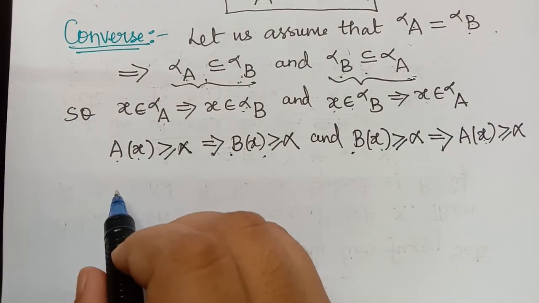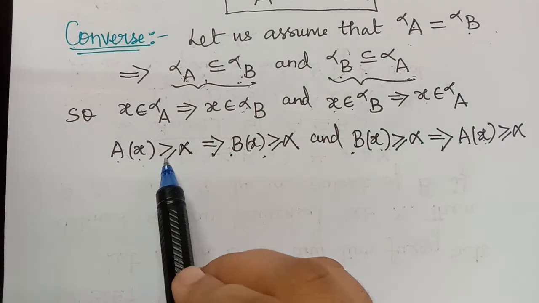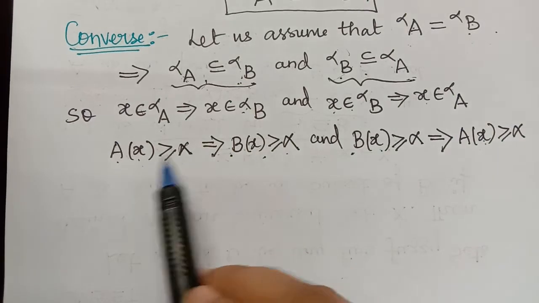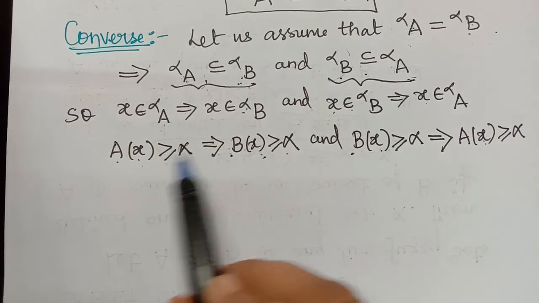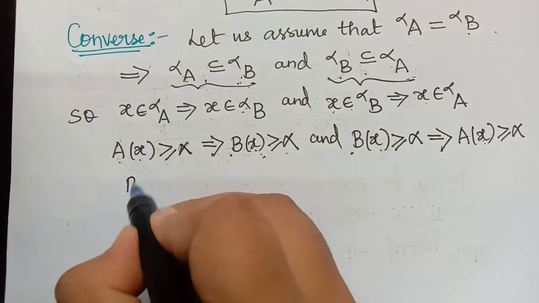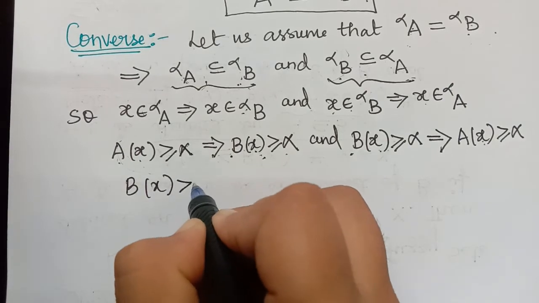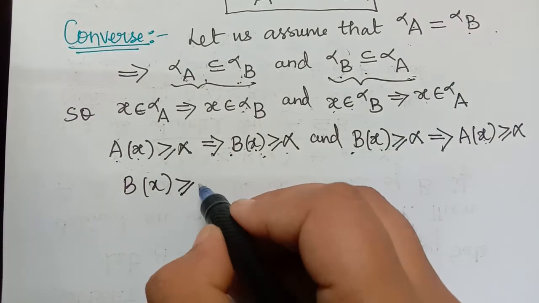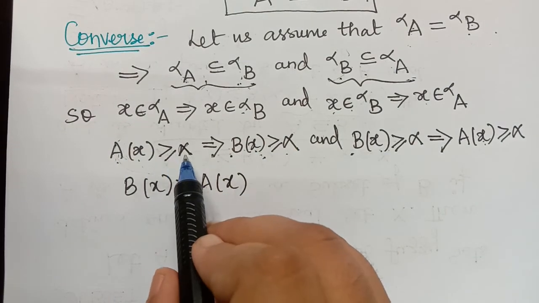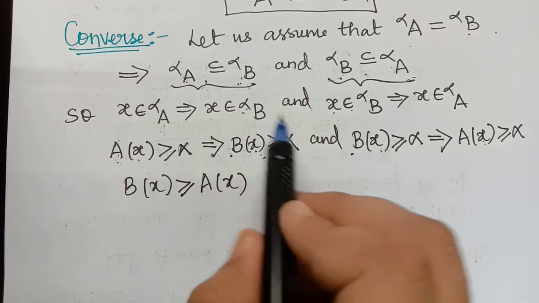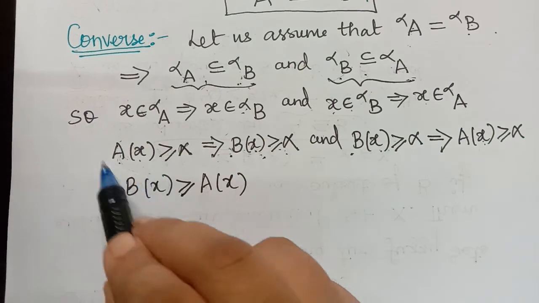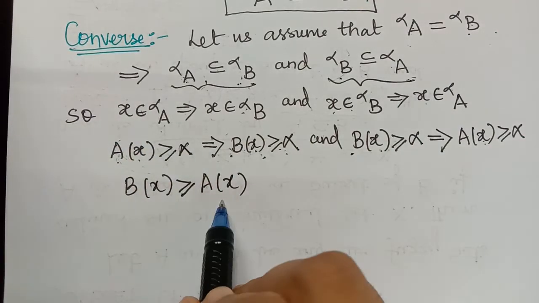Now from this, what do we get? A of x greater than or equal to alpha implies that B of x is greater than or equal to alpha. By this we can say that B of x is greater than or equal to A of x, because this implies this. Therefore, B of x will be greater than or equal to A of x. Because A of x greater than or equal to alpha implies that B of x is also greater than or equal to alpha, and this can happen only if B of x is greater than or equal to A of x. So we get this.